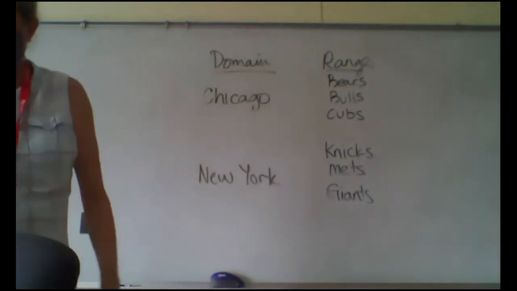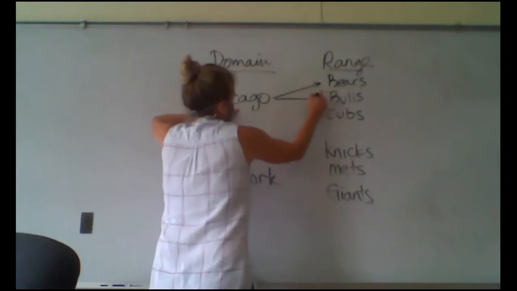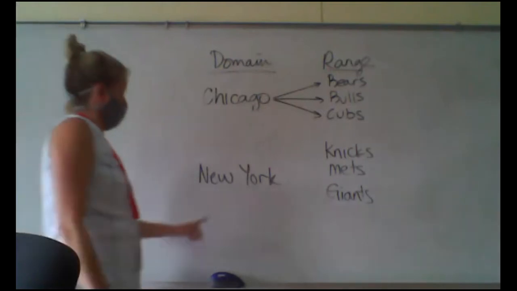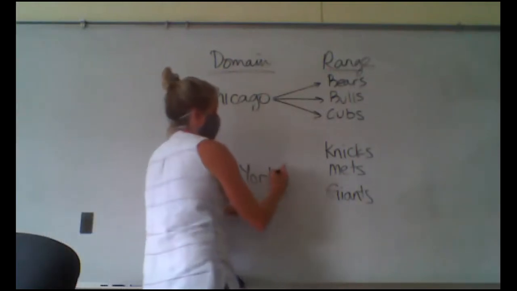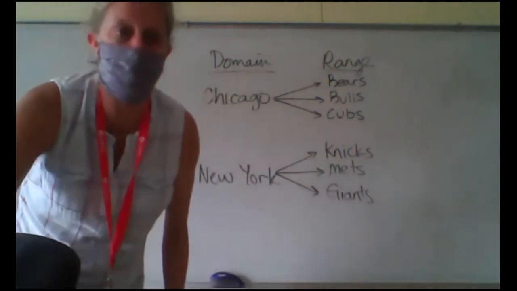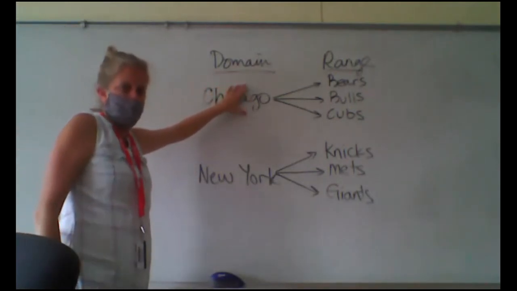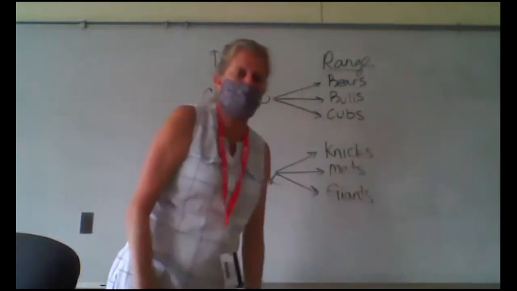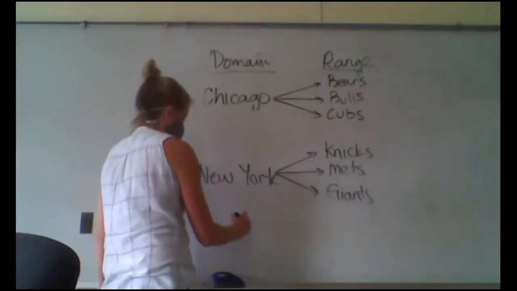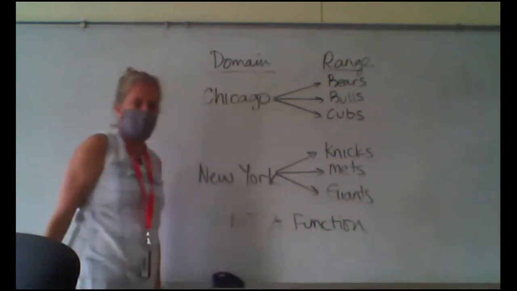So looking at my handout, I see that this element in the domain, Chicago, goes to the Bears, the Bulls, and the Cubs. And this element in the domain goes to the Knicks, the Mets, and the Giants. So we're seeing something different here than we did on the first 3 problems. We have an element in the domain that is going to multiple elements in the range. That's what makes it classified as not a function. So that's the difference.